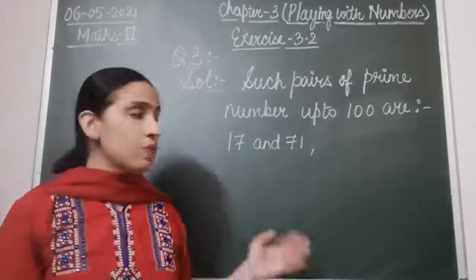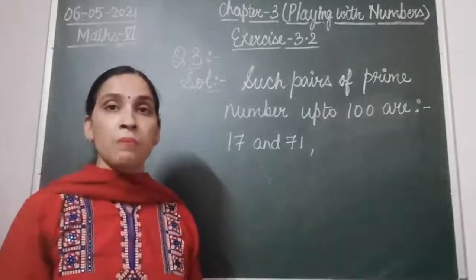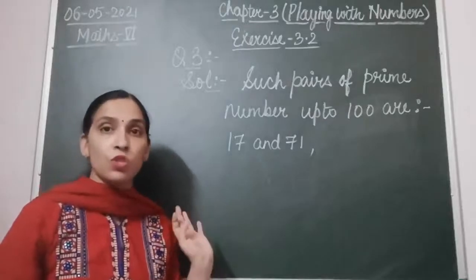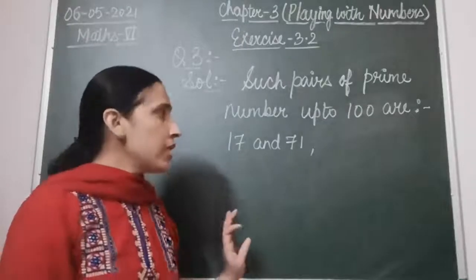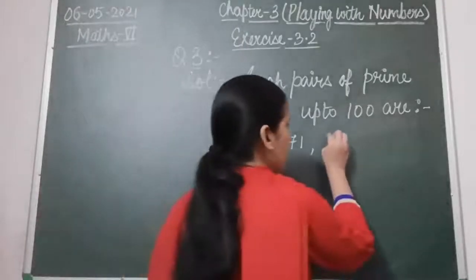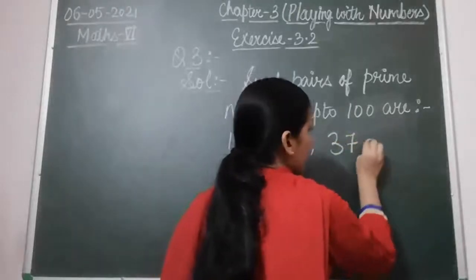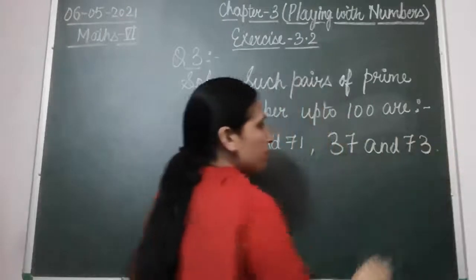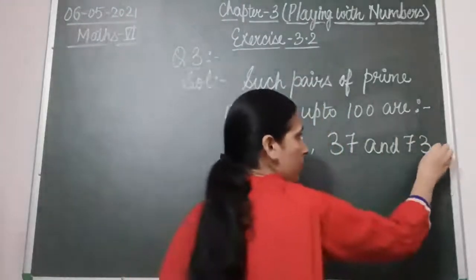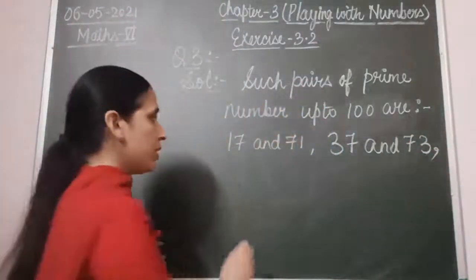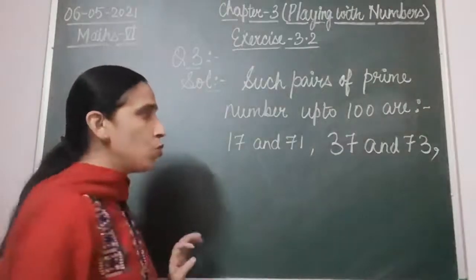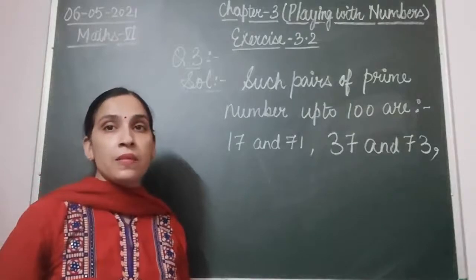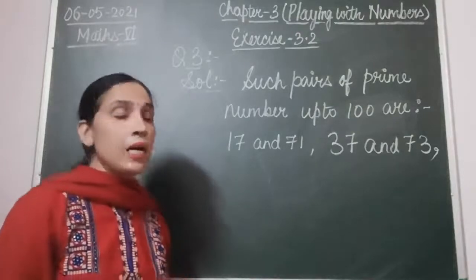Start after 17. After 17 we have 19 and 91, which is not a prime number. So the next one is 37 and 73. One more is there. Which one is that? That is 79 and 97.